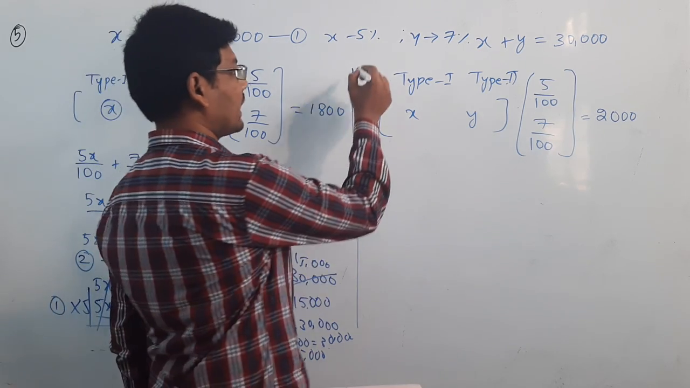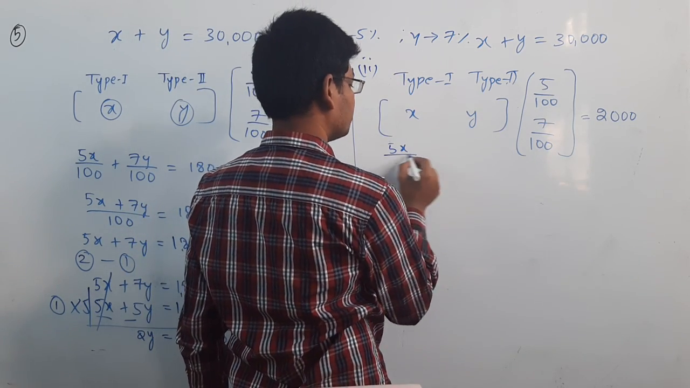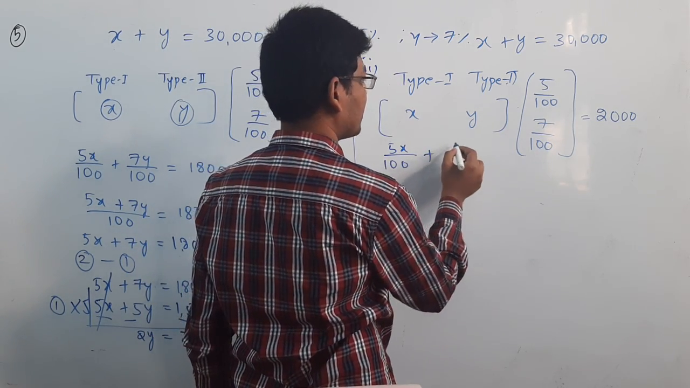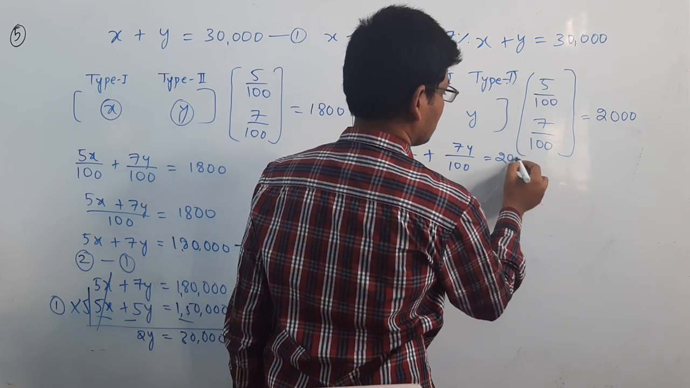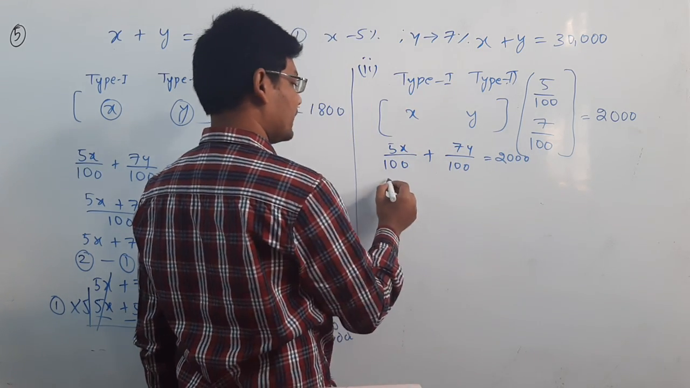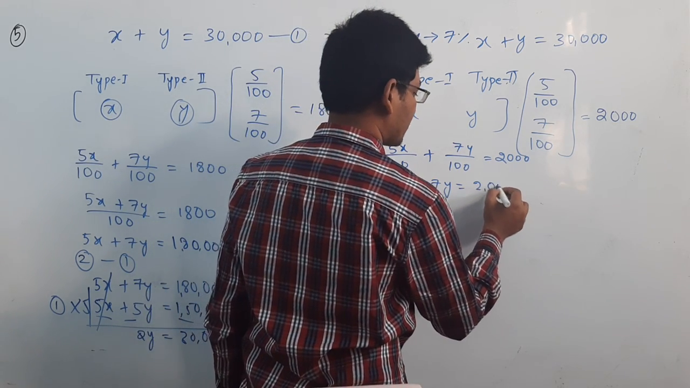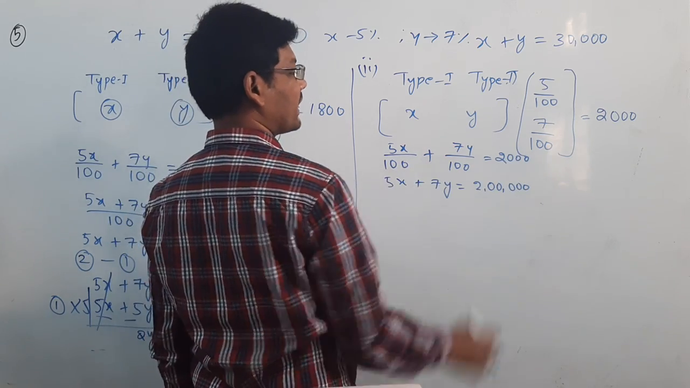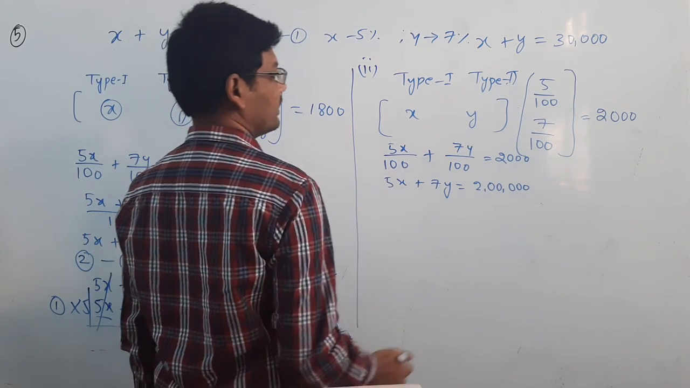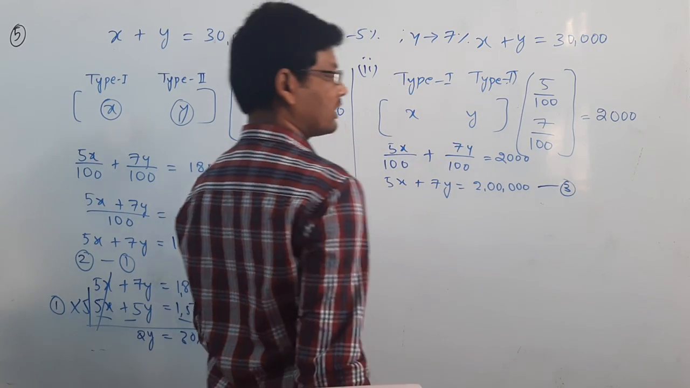And for the second type, 5x by 100 plus 7y by 100 is equal to 2000. Let's take common: 5x plus 7y is equal to 2 lakhs. Directly I am writing here; this is the LCM, and I am taking it directly to multiplication. This is equation number 3 here.